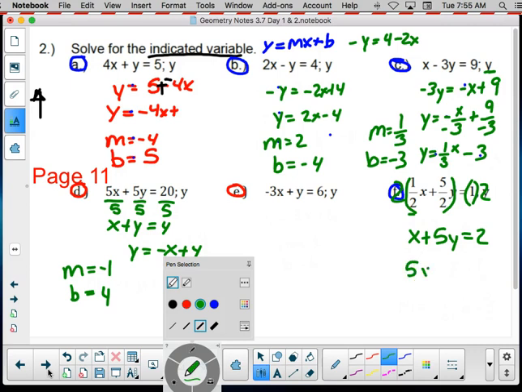So I got 5y is equal to -x plus 2. And now I divide by 5, and y is equal to -1/5 x plus 2/5. So my slope is equal to negative 1/5. My y-intercept is equal to 2/5.